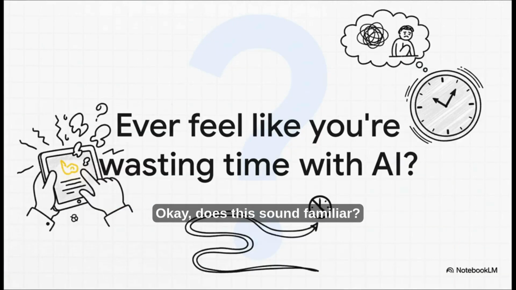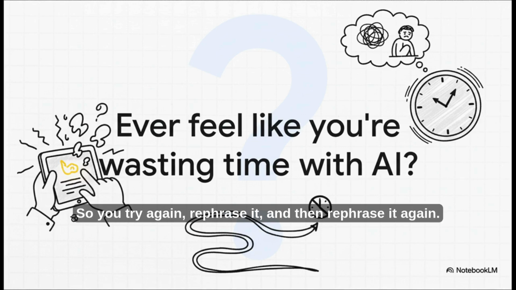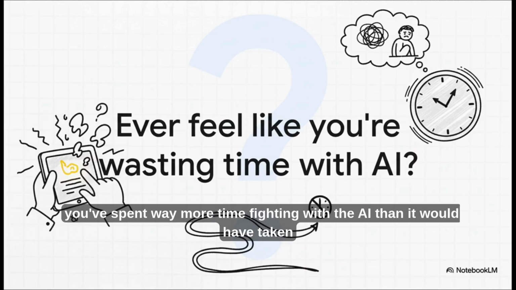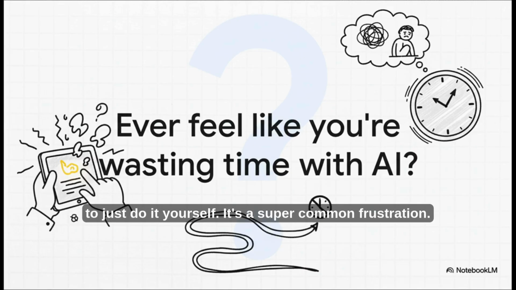Okay, does this sound familiar? You sit down to use an AI tool thinking, this is going to save me so much time. You type in what you want, hit enter, and what you get back is just meh. It's vague, it's generic, it's not at all what you needed. So you try again, rephrase it, and then rephrase it again. Pretty soon, you've spent way more time fighting with the AI than it would have taken to just do it yourself. It's a super common frustration.